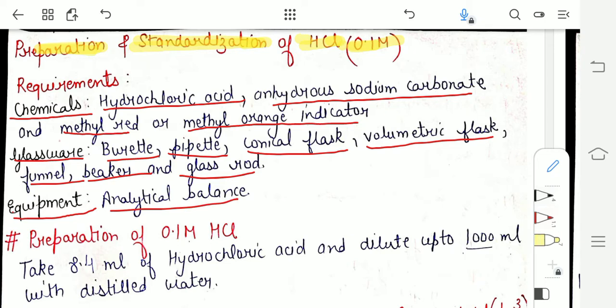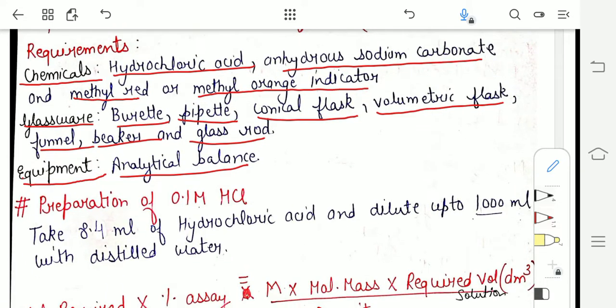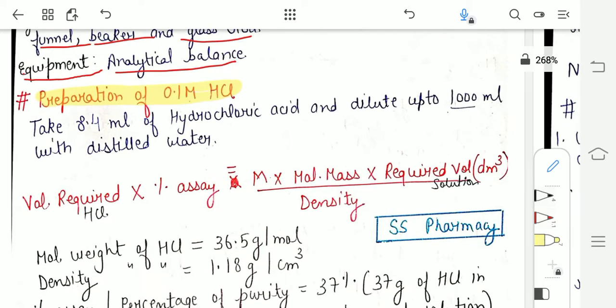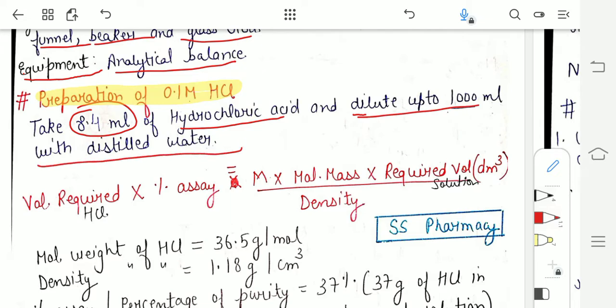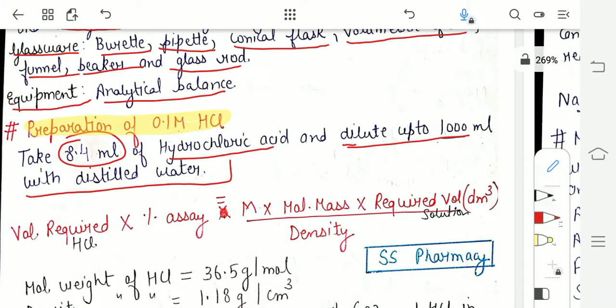Now let us begin with the main part, which is the preparation of 0.1 molar HCl. In order to prepare 0.1 molar HCl, we have to take exactly 8.4 ml of HCl and dilute up to 1000 ml with distilled water. We already know that whenever we prepare molar solutions, we take the molecular mass of our compound and dissolve that much amount in 1000 ml of distilled water.